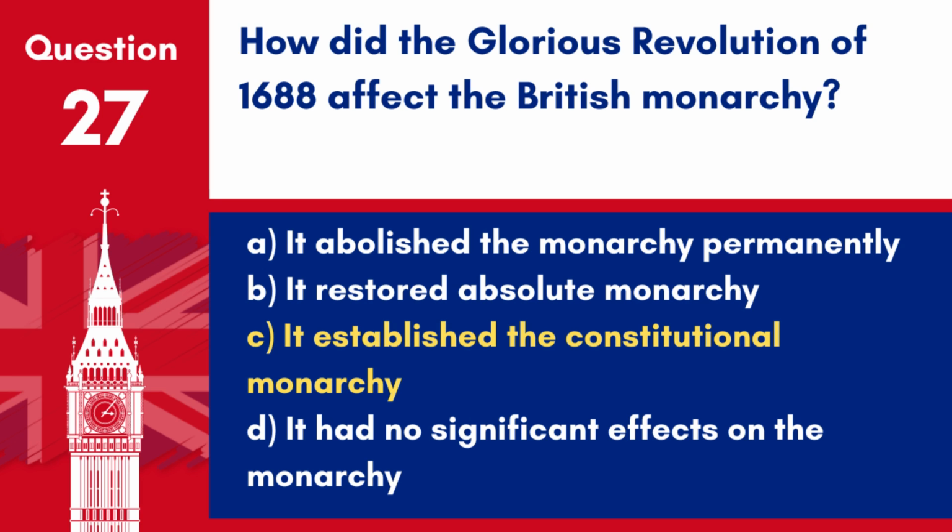Answer: C. It established the constitutional monarchy. The Glorious Revolution significantly altered the British monarchy by deposing James II and establishing William III and Mary II as co-rulers, thereby cementing the transition towards a constitutional monarchy where the power of the monarchy was limited by Parliament.